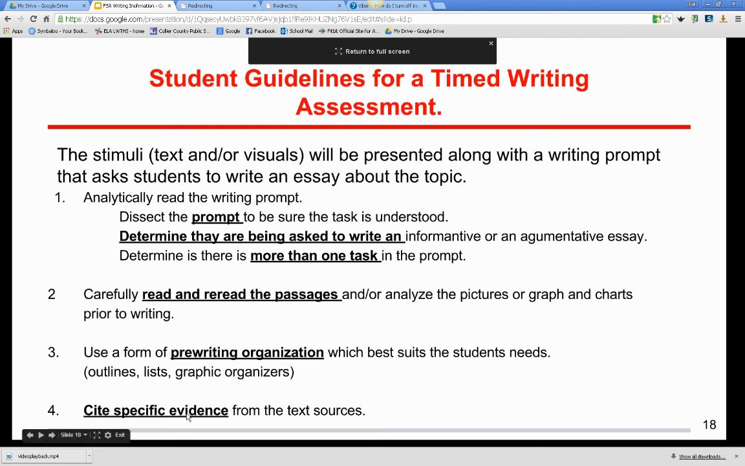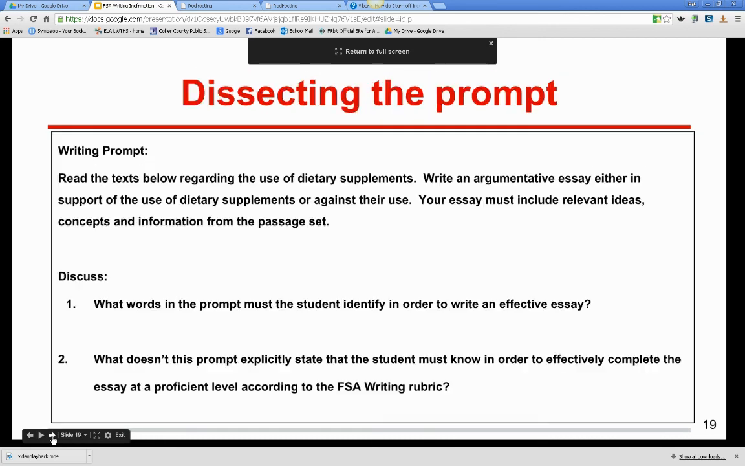And then how are they going to cite their evidence? As we mentioned before, it's very simple. The author stated, or in paragraph 2. They don't have to do MLA citations.